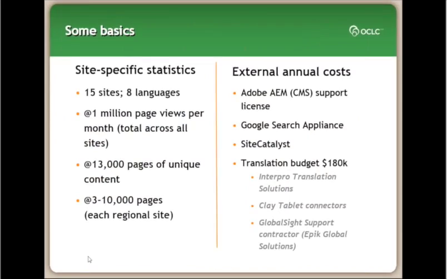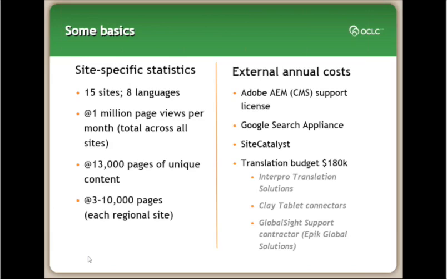Just some basic statistics here. We have 15 sites, a worldwide site, and then 14 region-specific sites, 8 languages, about 1 million page views per month, but that's total across all of our sites, research and support. There are around 13,000 pages of unique content on our worldwide site. The regional sites generally have smaller subsets of that content, anywhere between 3,000 and 10,000 pages. So you can see there's a lot of content that we were looking to have automation help us manage.